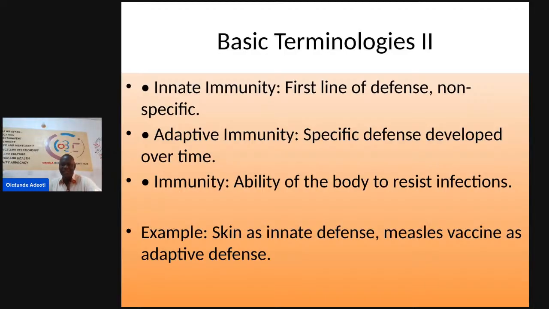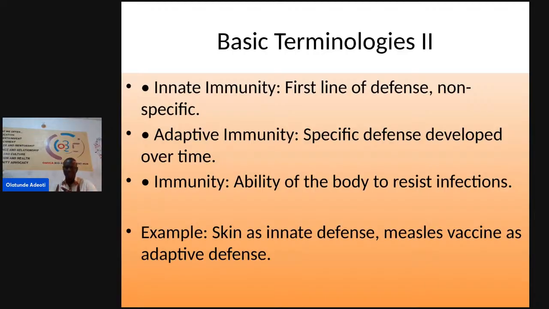But adaptive, it has to be adapted. There must have been a prior experience, prior external aggression. So it is very, very specific, which we develop over time. It is long term before you will be able to see antibody being produced against it. It must learn for a long time. So the innate immune system is quicker in response than the adaptive immune response. So we have to know that.